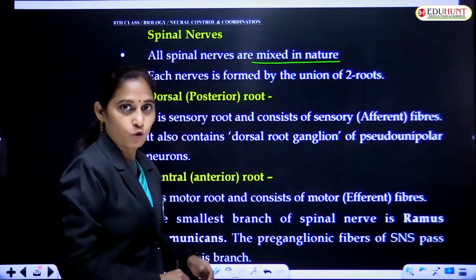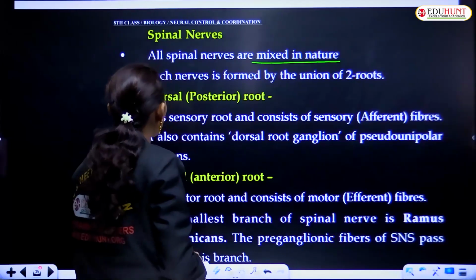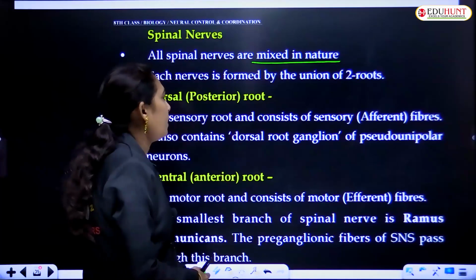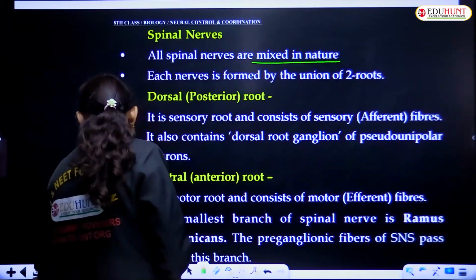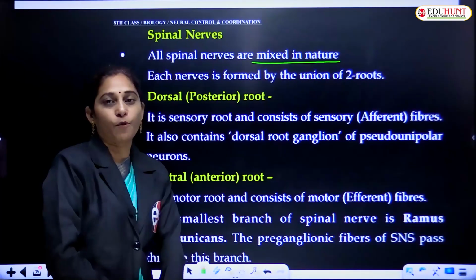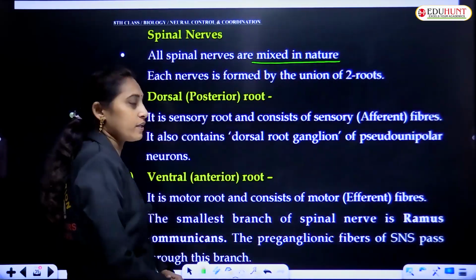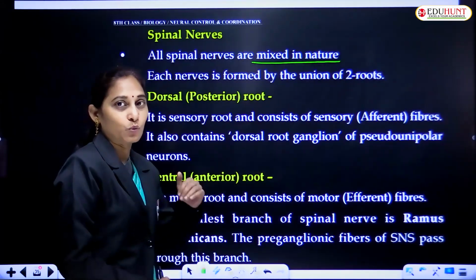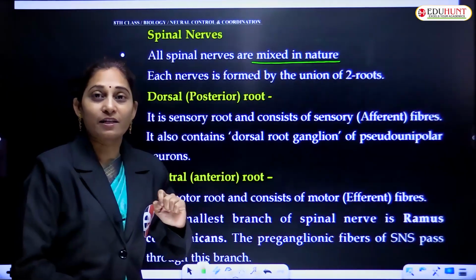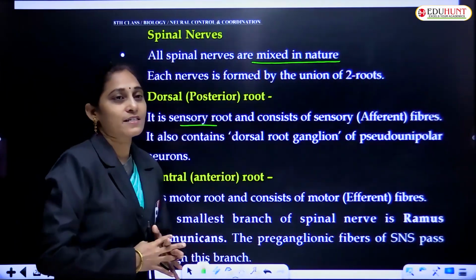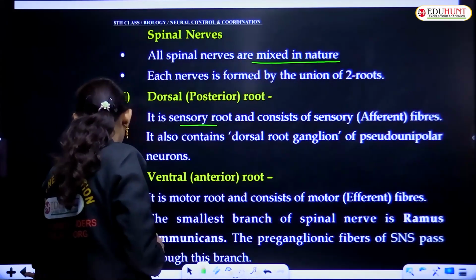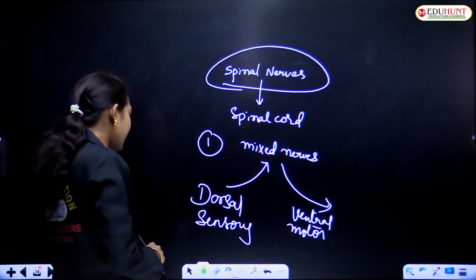Those two roots are the dorsal root and the ventral root. The dorsal root is called the posterior root and the ventral root is known as the anterior root. The dorsal root is the sensory root, and it consists of sensory fibers, or the afferent fibers.